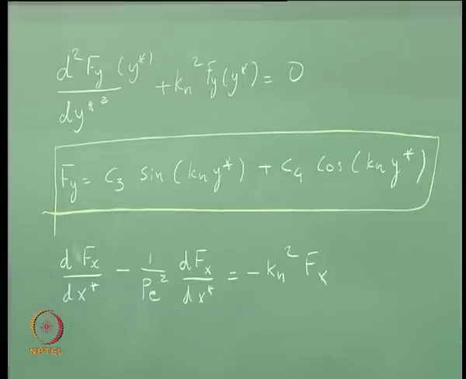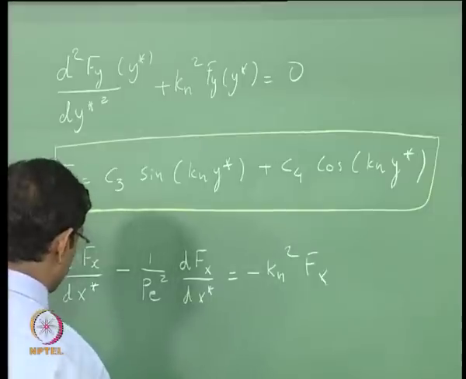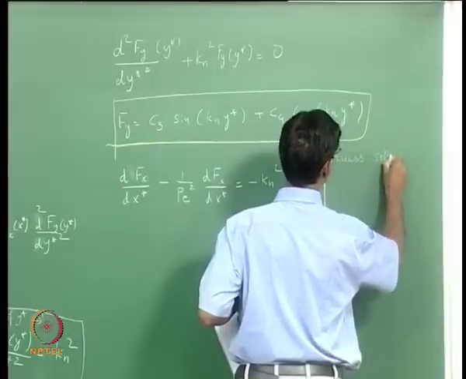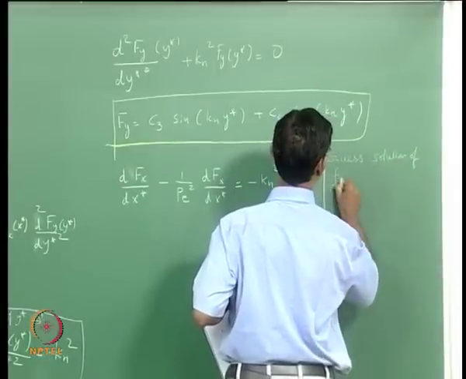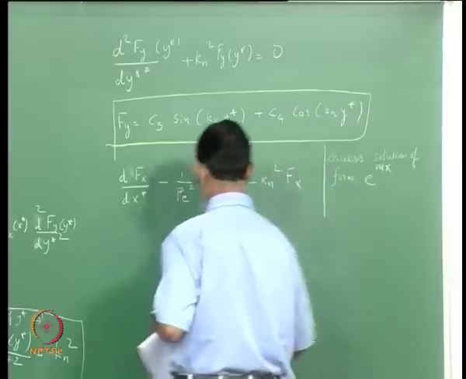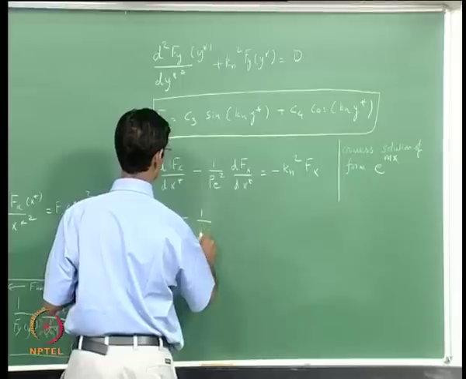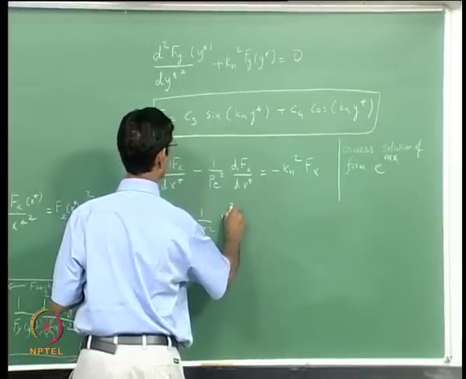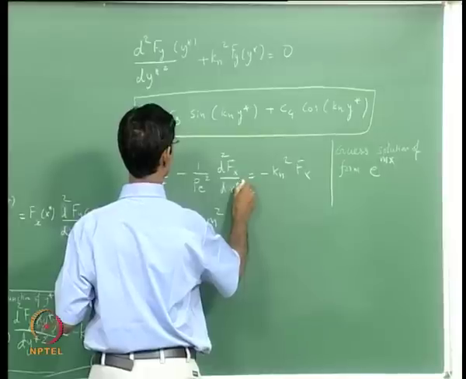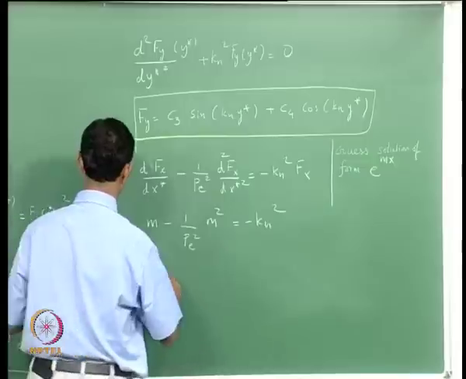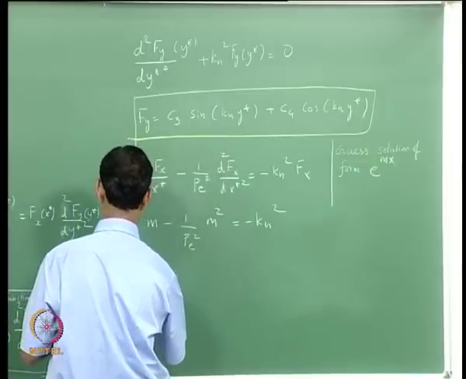How would you solve this? I think we can guess that the solution is of the order of e power mx. So let us guess a solution of the form e power mx. Then what would you get? m squared minus 1 over p squared m, I made a mistake here, equal to minus kn squared. So, just writing it as a nice quadratic form.